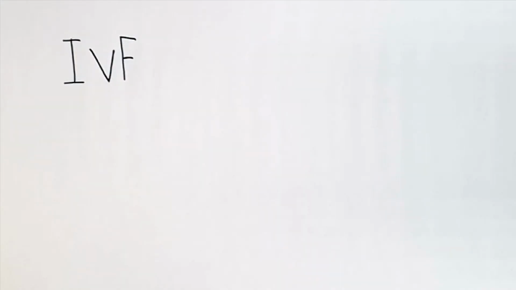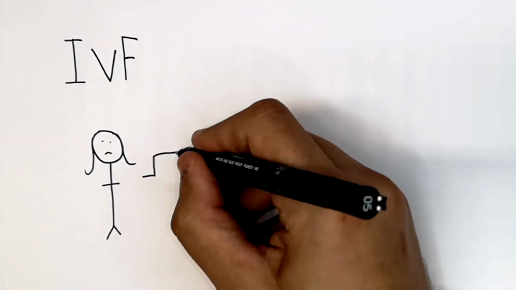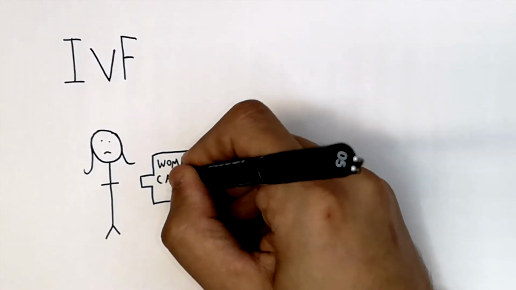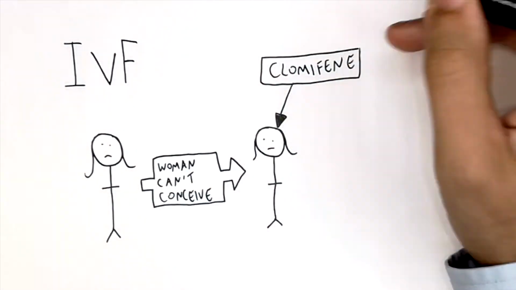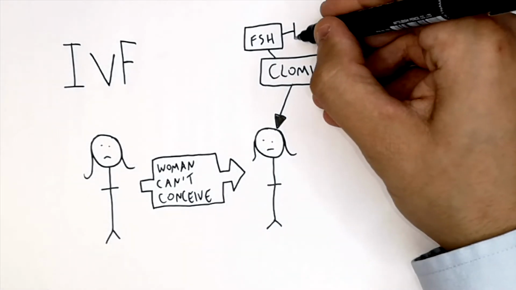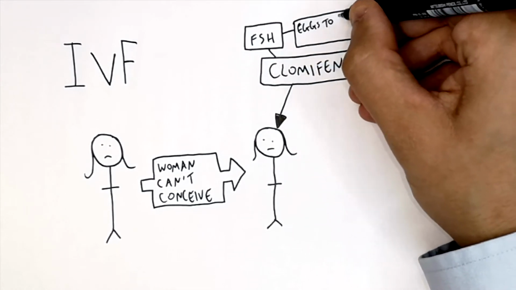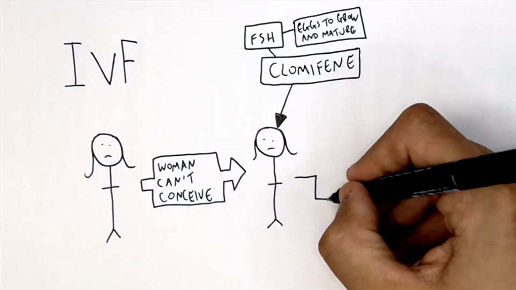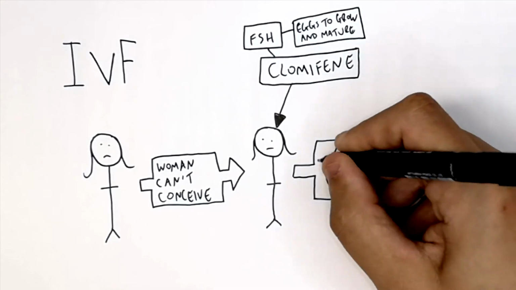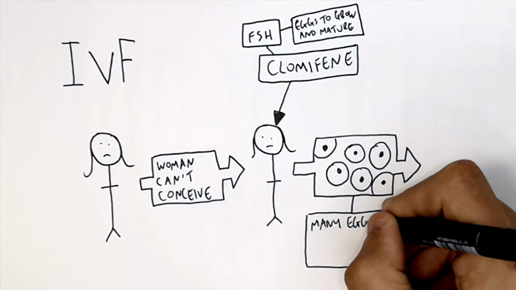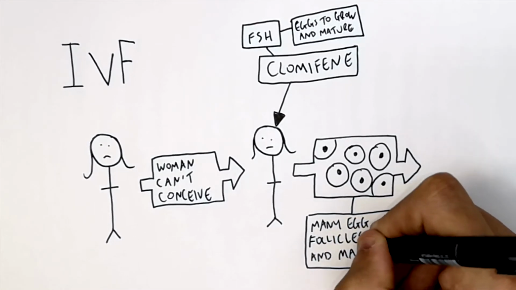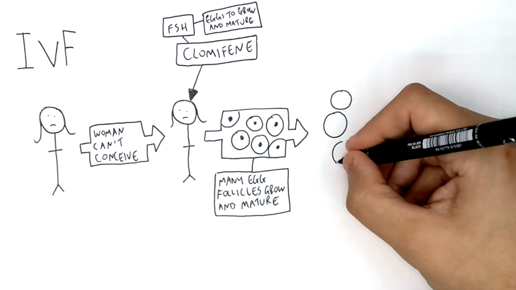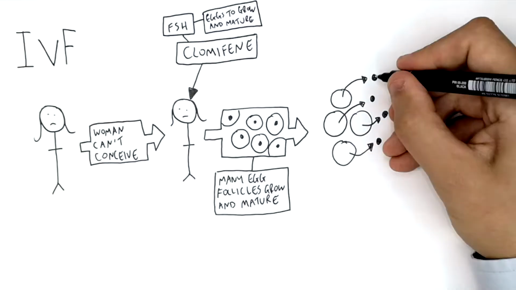If the female can't get pregnant just by using hormone therapy like Clomifene, she might undergo IVF. So now we've got a woman who can't conceive. The first thing she's going to be given is Clomifene. Clomifene contains FSH. This is going to cause many eggs to grow and mature in her ovaries. So now she's going to get given FSH, which is going to cause many egg follicles to grow and mature in her ovaries. The next step is to remove the eggs from the egg follicles.